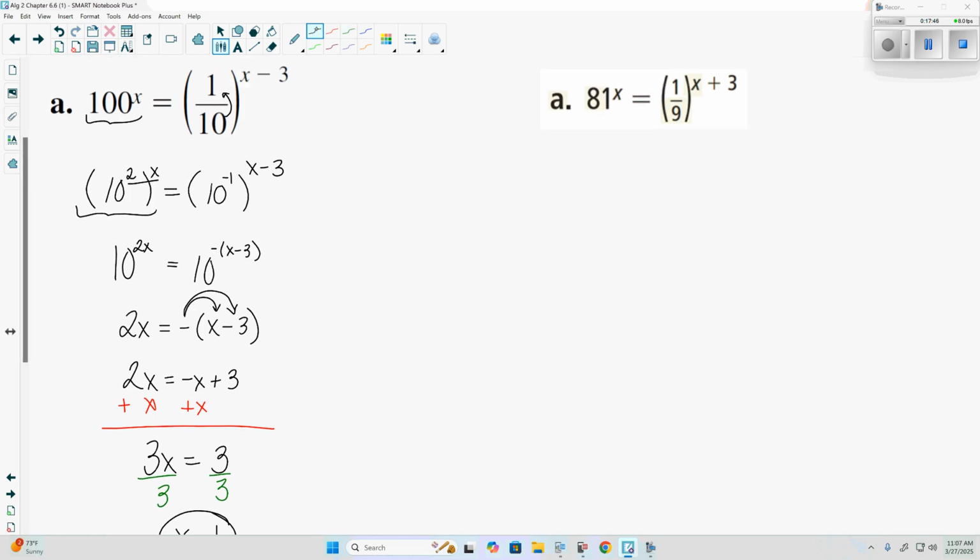All right, let's look at the next one here. Now, again, the bases aren't the same. We have 81 to the x is equal to 1/9 to the x plus 3. As we just saw, it might be nice to get that 1/9 from a fraction to a whole number. And again, we can move that 9 from the bottom of the fraction to the top. Gives us 9 to the negative 1.